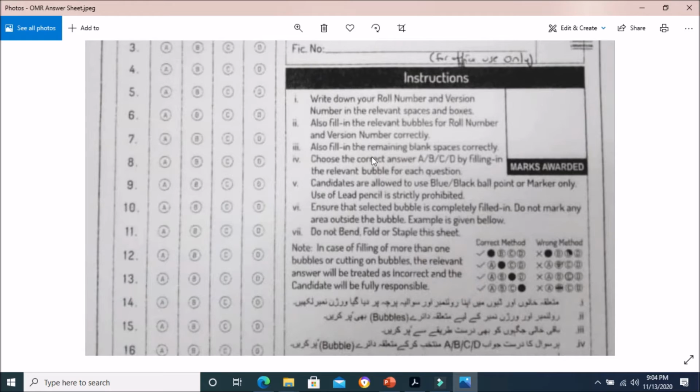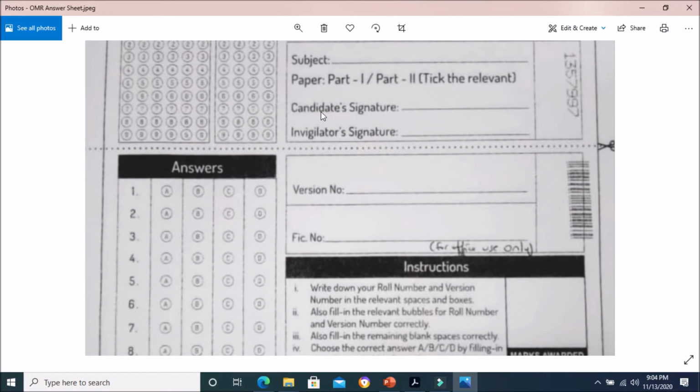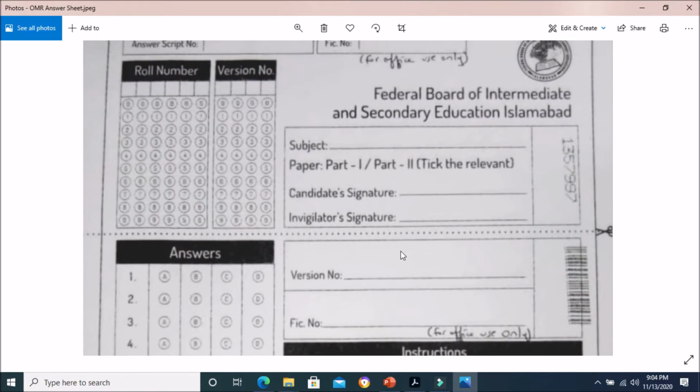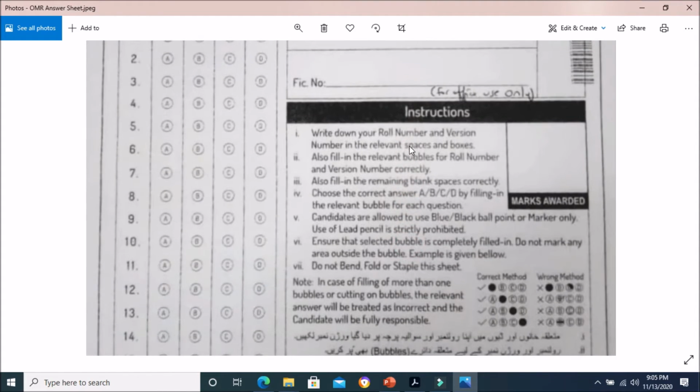Now come to the instructions again. Also fill in the remaining blank spaces correctly. What are those blank spaces? Of course, the version number and the candidate signature. Basically, this is about it. FIC number is not for your use. It is basically for official purposes.